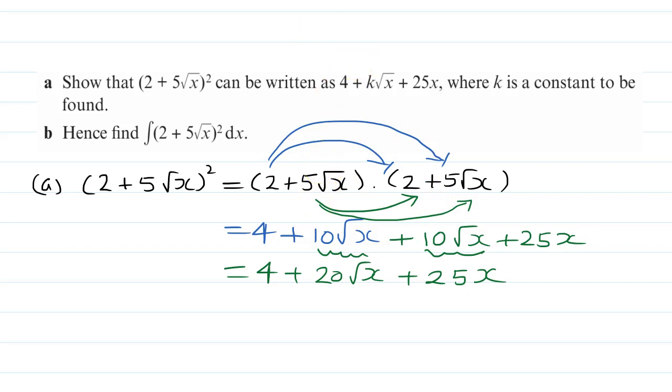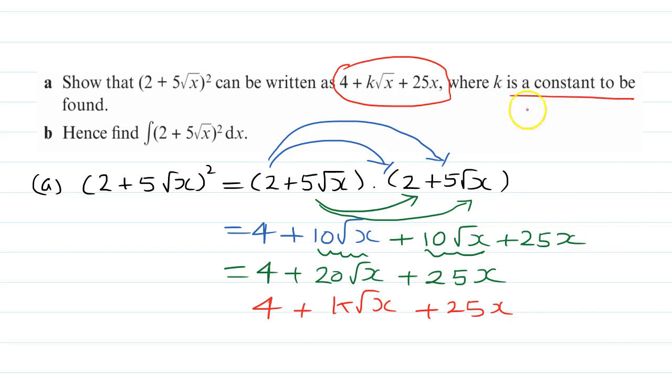So if you compare this equation with this equation, 4 + k√x + 25x, where k is a constant to be found. If you see, k is 20. If you are comparing, you can find k is 20.